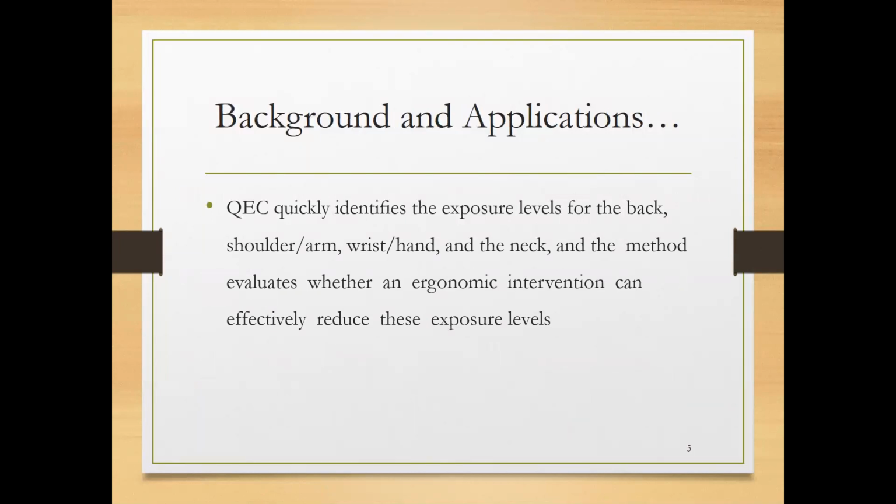QEC quickly identifies the exposure levels for the back. So the main body parts addressed are back, shoulder and arm, wrist and hand, and neck. And the method evaluates whether an ergonomic intervention can effectively reduce these exposure levels. So generally, QEC is used for before-after analysis to compare, for example, job designs or designs of workplace or equipment.